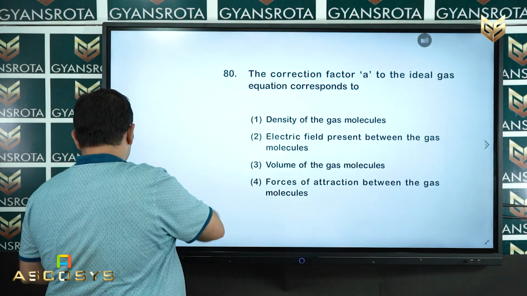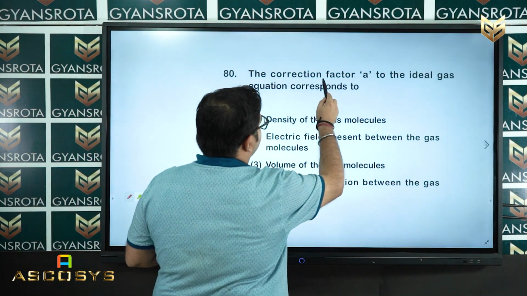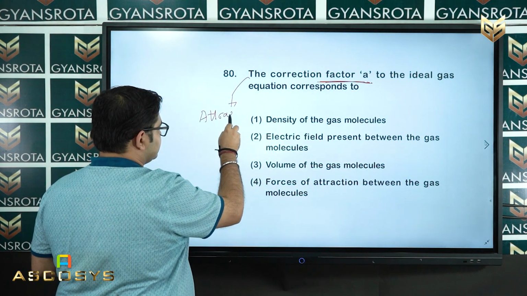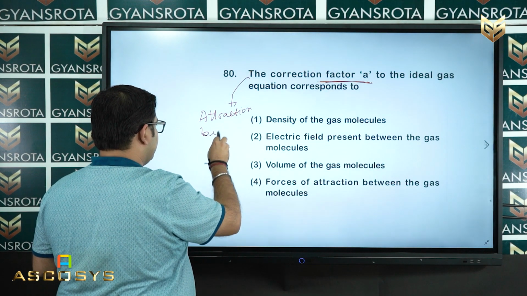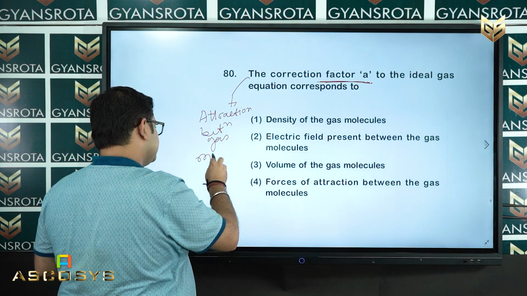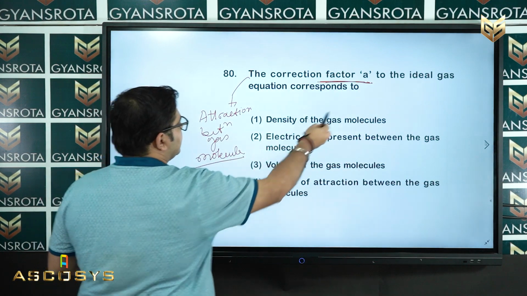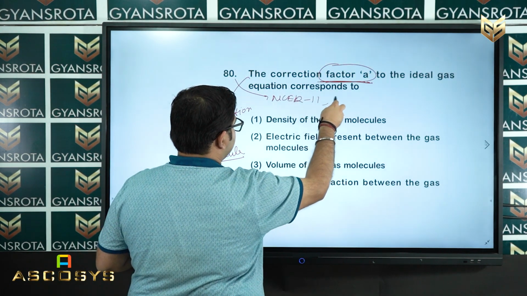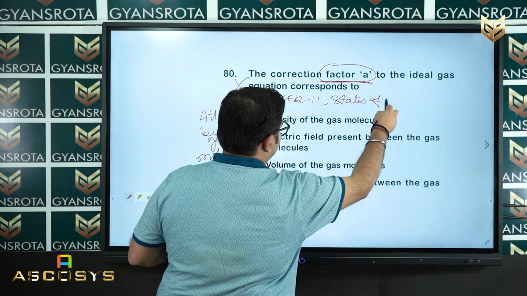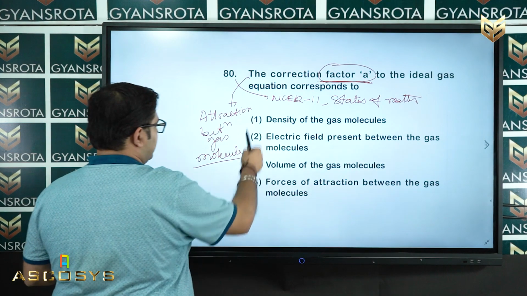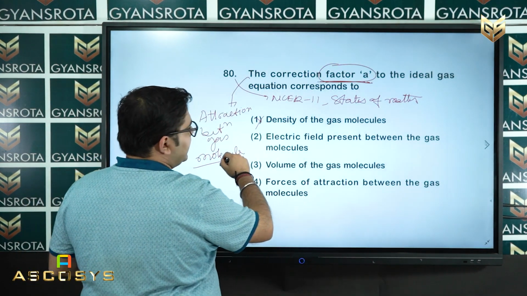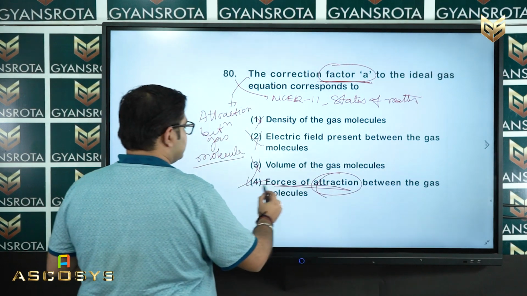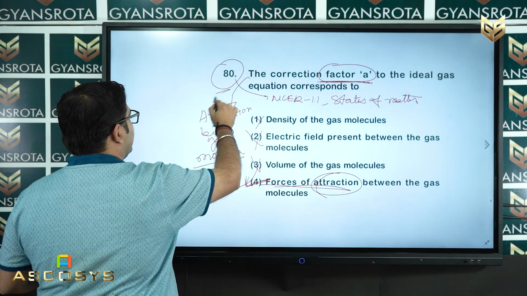Now, come to the solution part. This factor A basically tells about the attractional force, that is, attraction between the gas molecules. This concept is already given in your NCERT 11, states of matter. So, among these, which one is density of the gas molecules? No. Electric field present? No. Volume of the gas? No. Your last option, that is force of attraction. See, attraction force. So, option number 4 is the correct answer of question number 80.